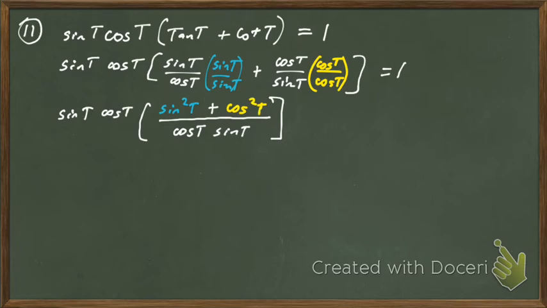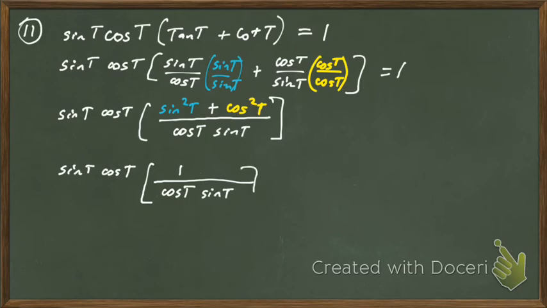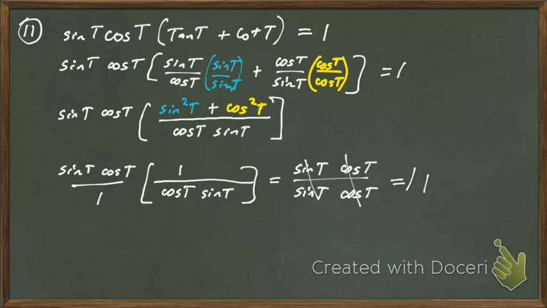So at this point, I'm going to rewrite it. And this is going to be 1, because sine squared plus cosine squared is 1, over this. Top times top is sine cosine. Bottom times bottom is sine cosine. Multiplication is commutative. In other words, the order doesn't matter. So we have it equaling what we're supposed to.